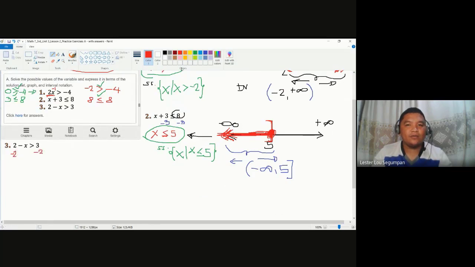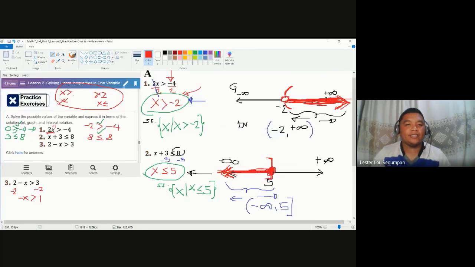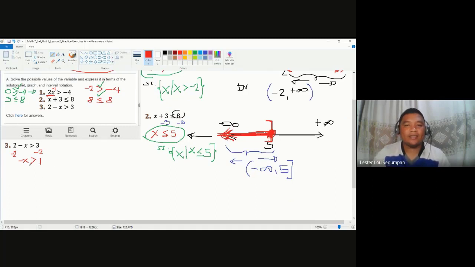2 minus 2 is 0. We are left now with negative x is greater than 3 minus 2, which is positive 1. Do not jump to conclusions that you can now make your solution set, graph, and interval notation out of this, because we need to come up with an expression wherein it's just x, not negative x. So how do we make it positive x? We may divide both sides by a negative value. So when you remove that, it becomes x. The other side becomes negative 1.